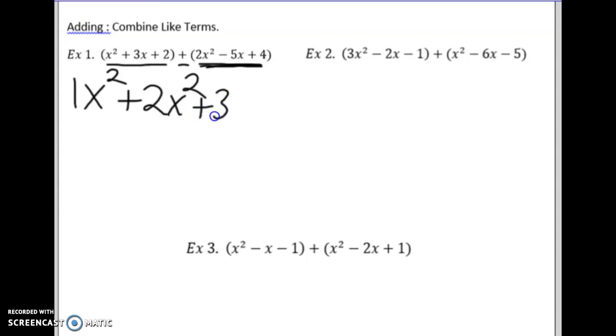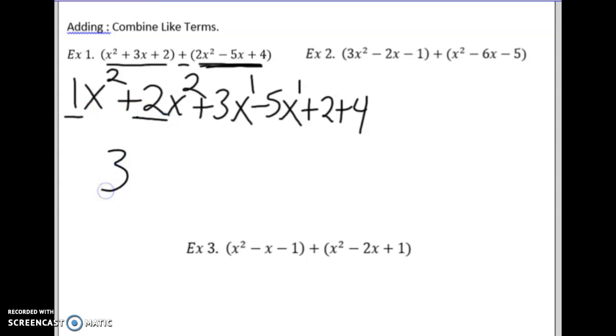Next up is the 3x, because that exponent is 1. Then go into the other one and negative 5x to the first, that is. And then we have a 2 and a 4, so don't forget about plus 2 and plus 4. So once we get it all arranged and out of the parentheses, we just combine those like terms by adding the coefficient, the number in front. So that's 1 plus 2 for 3. Do not change this. That just stays 3x to the second power.